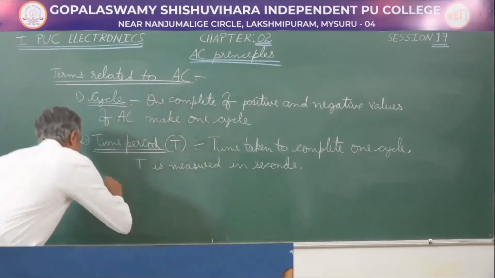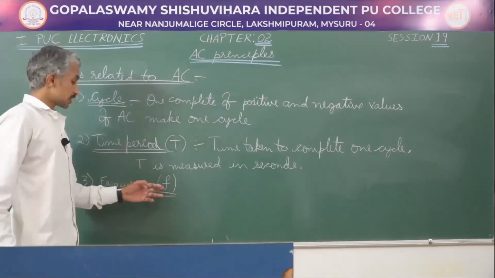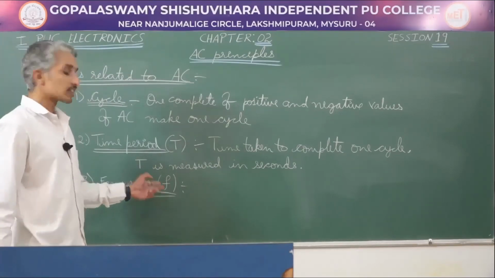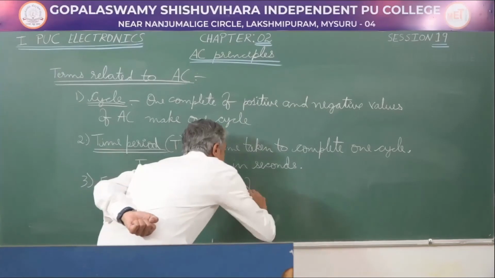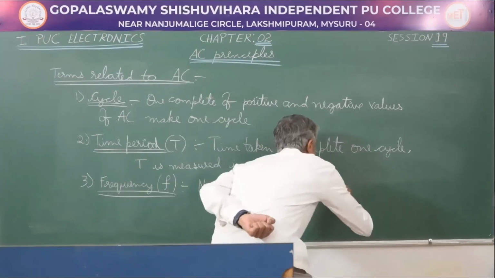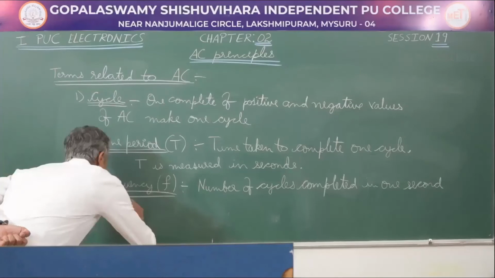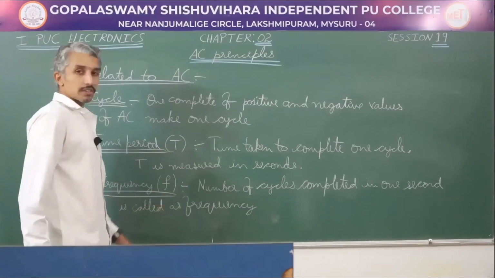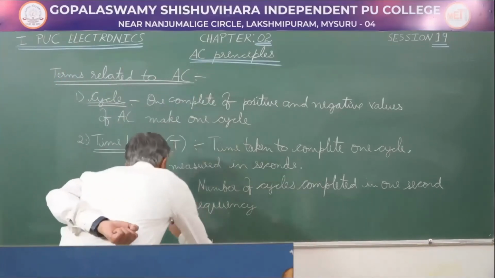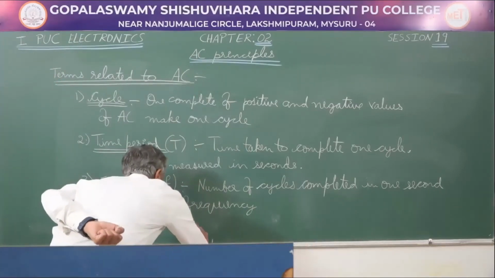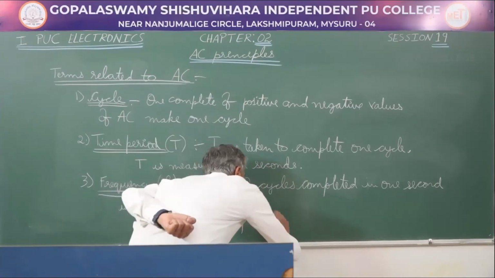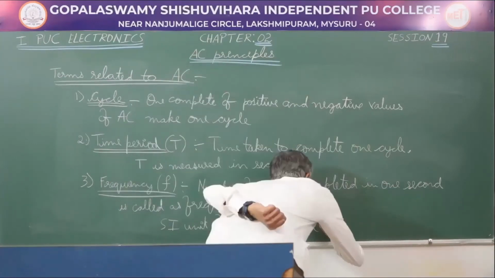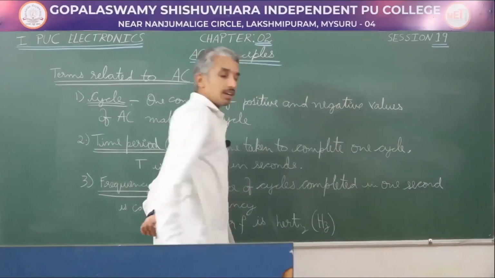Third one, frequency, represented by small f. What is it? The number of cycles completed in 1 second is called frequency. And how do you measure frequency? The SI unit for frequency is hertz. It is represented by capital H, small z.